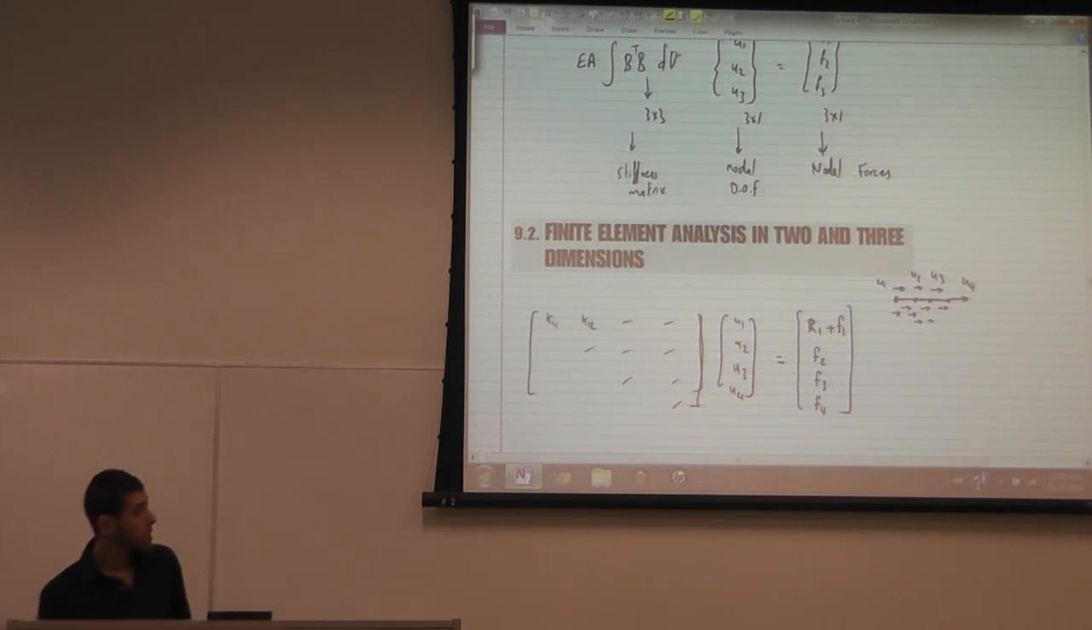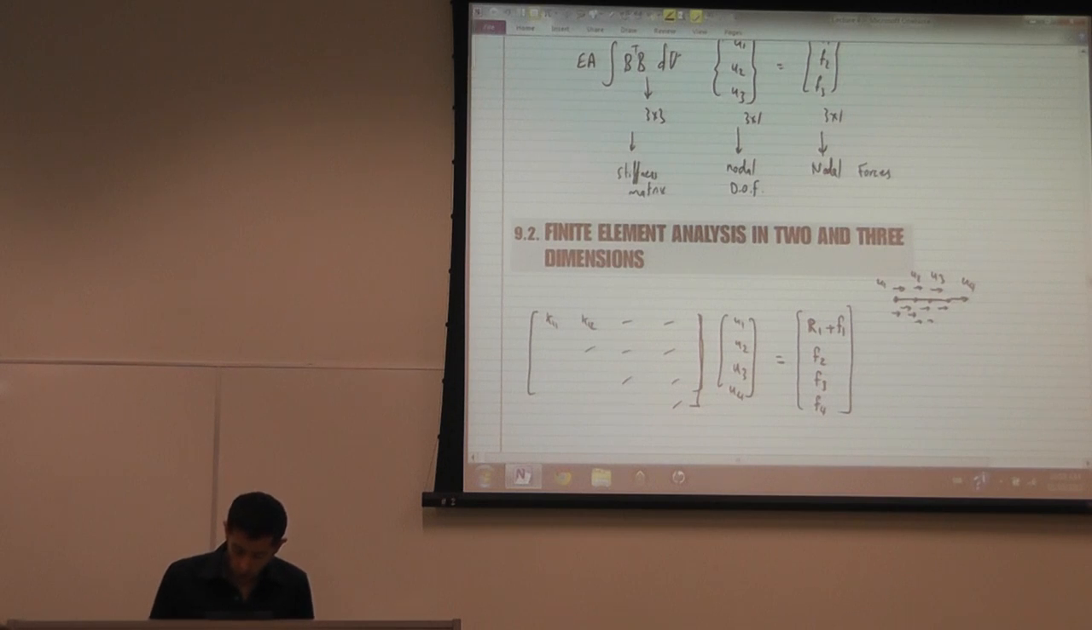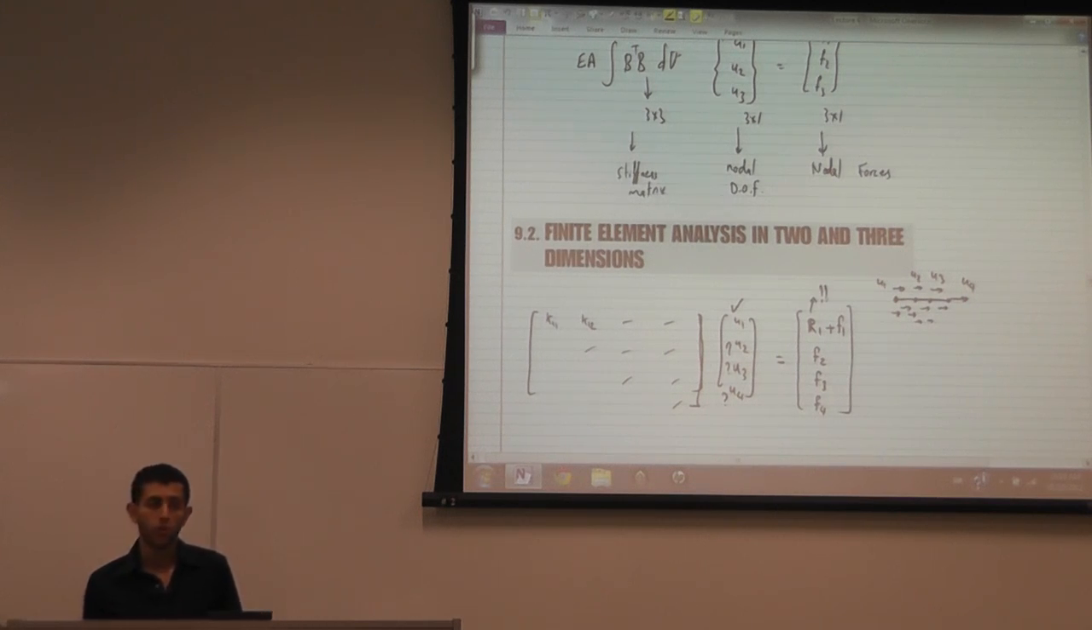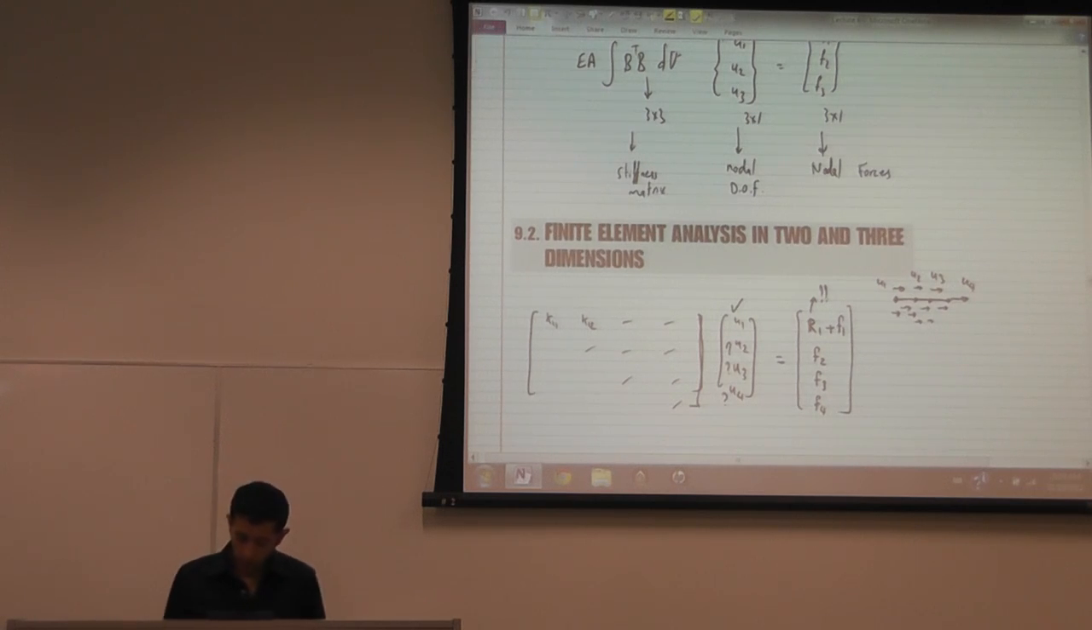This 4x4 system, how many unknowns do I have? Well, this is unknown, this is unknown, this is unknown, this is known, now my reaction is unknown. So I still have 4 unknowns. But this matrix will not be inverted.